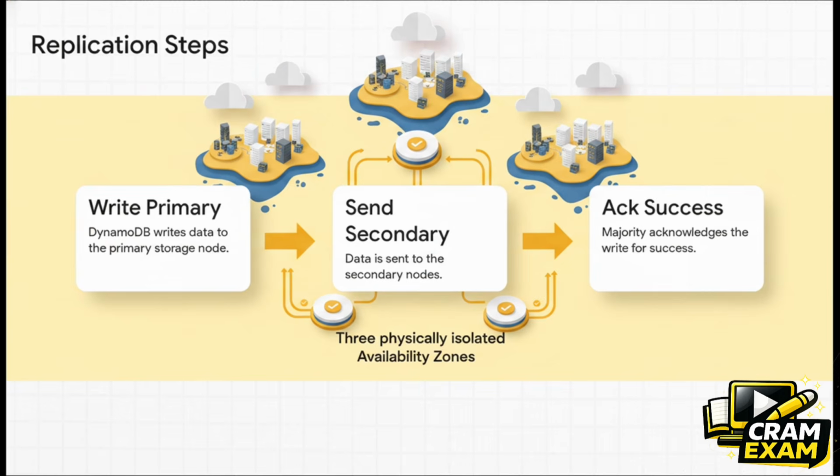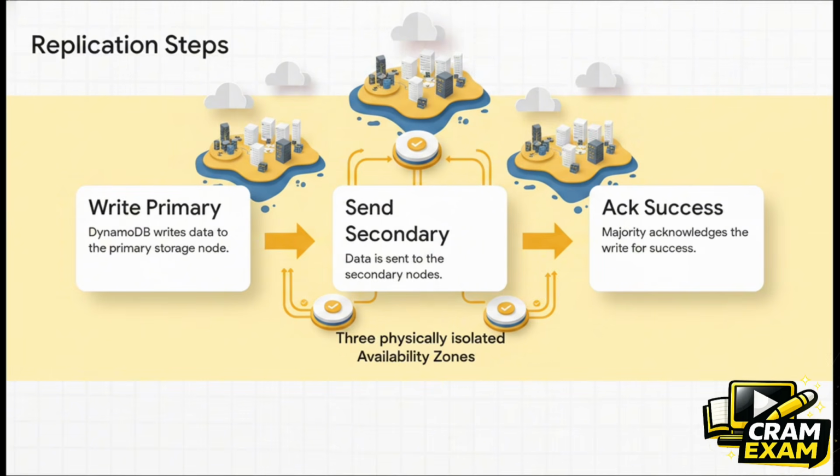To really understand this, we have to look at the baseline mechanics. When you write a piece of data to DynamoDB, it doesn't just save it to a single hard drive and call it a day. To guarantee extreme durability, DynamoDB synchronously replicates your data across 3 physically isolated availability zones within an AWS region. Let's walk through how this process actually works.